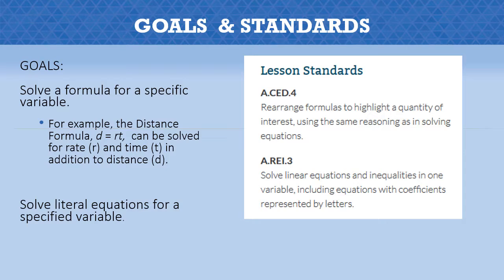So for example, the distance formula d equals rt can be solved for rate, which is r, and t, which is time, in addition to distance d. So we can take this equation and rearrange it so the r is by itself or so the t is by itself. So our goal is to solve literal equations for a specified variable.